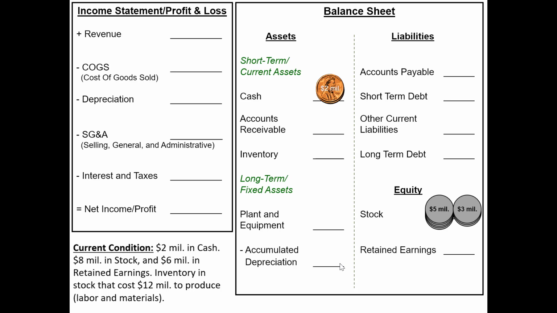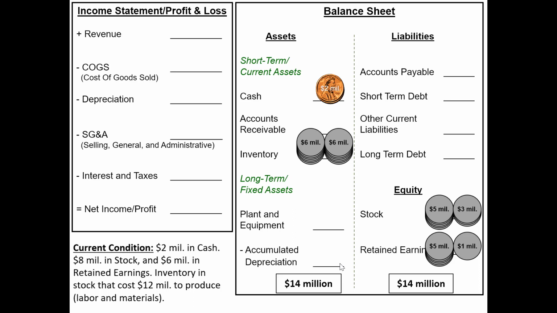So I've used the gray chips for stock. We have $6 million in retained earnings, which are the earnings that we didn't pay out as dividends, at least not yet. We've retained those earnings in the business. So you see that I also put up the inventory, $12 million, labor and materials that it cost us to produce a bunch of pencils that are sitting in inventory. And you see that the balance sheet balances in terms of the assets and the liabilities and equity added together. So each equal $14 million. And hopefully you got the same thing as you played it through.